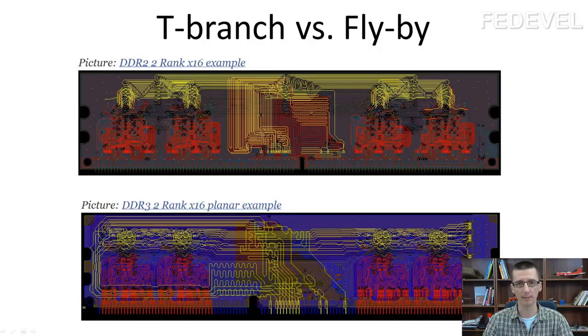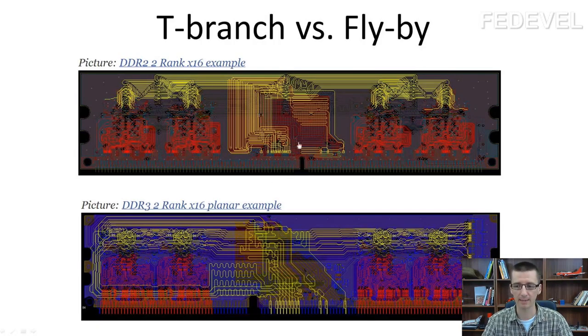For everyone who is routing memory interface, it's very important to know difference between T-branch and flyby topology. Here on these two pictures you can see memory modules, standard memory modules which are used in computers. This one is DDR2 memory module, this one is DDR3 memory module. And you can see they are routed different way. This DDR2 memory module, which is here, it is using T-branch topology. How do you know? Because we were speaking about it.